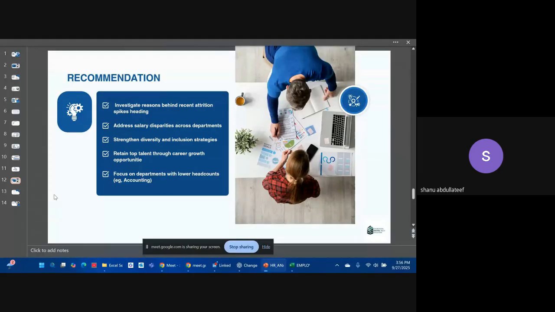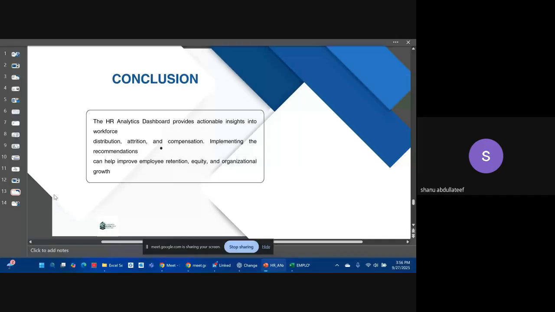So in conclusion, the HR analytics dashboard provides actionable insights into the workforce distribution, attrition, and compensation. Coming up with this key analysis and implementing the recommendations that were given would help employee retention, equity, and organizational growth. Thank you so much.